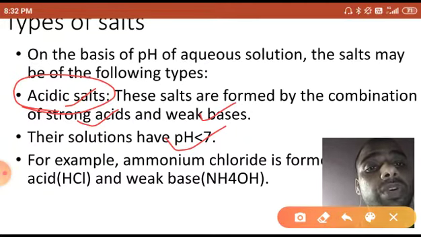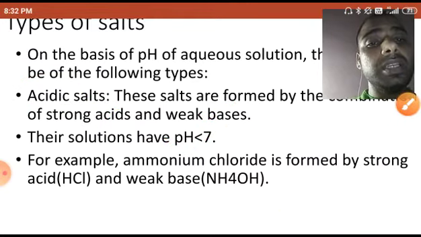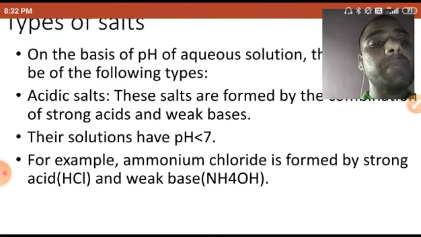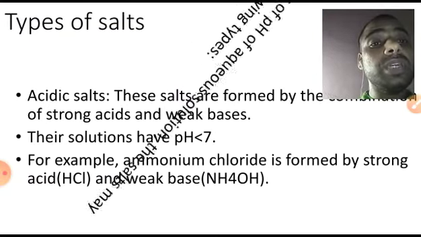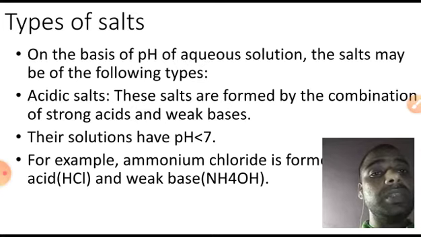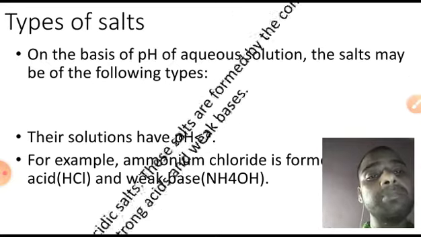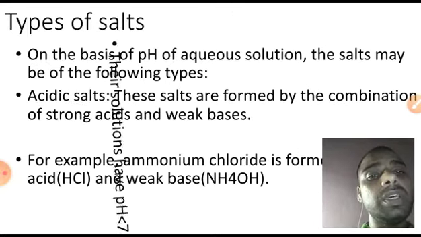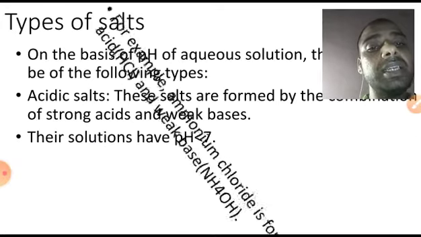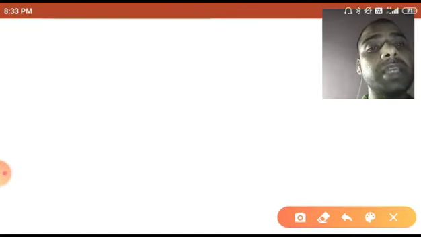Now, if I write one reaction, for example, ammonium chloride is formed by a strong acid HCl and a weak base. Let me show you that one. First of all, you can see this one: on the basis of pH of aqueous solution, the salts may be of the following types. First, we have discussed acidic salts and how they are formed. You have understood pH, and here an example is given. Dear students, now let me show one of the examples.